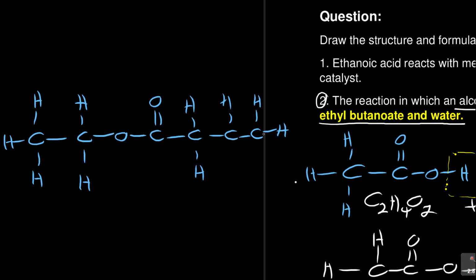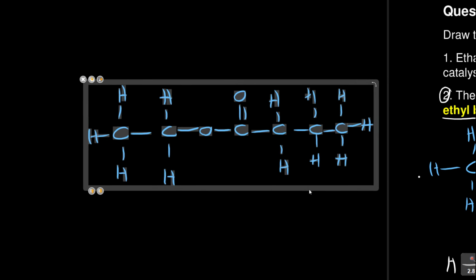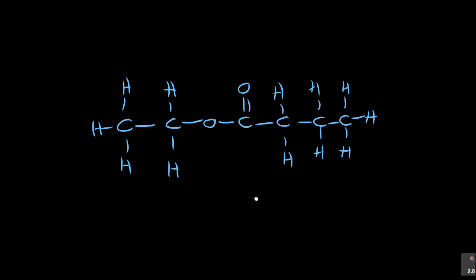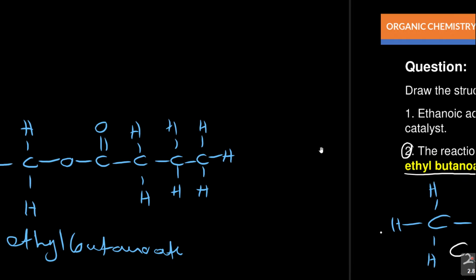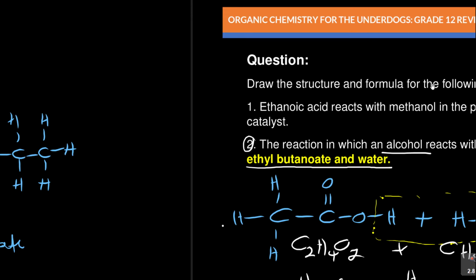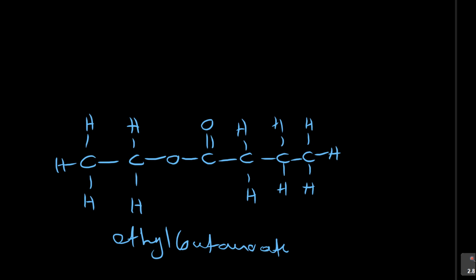Are you seeing that? You see how this is coming. So this is ethyl butanoate. So I'm coming from the end. This is ethyl butanoate. Now the question is the reaction. They're giving us the product, and they want us to draw the structure and formula. So we have to go back now. Where did it come from? It came from the alcohol.